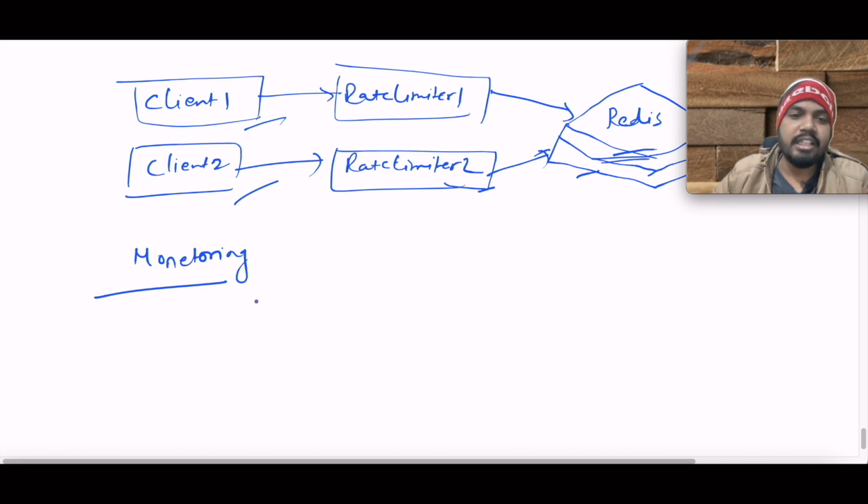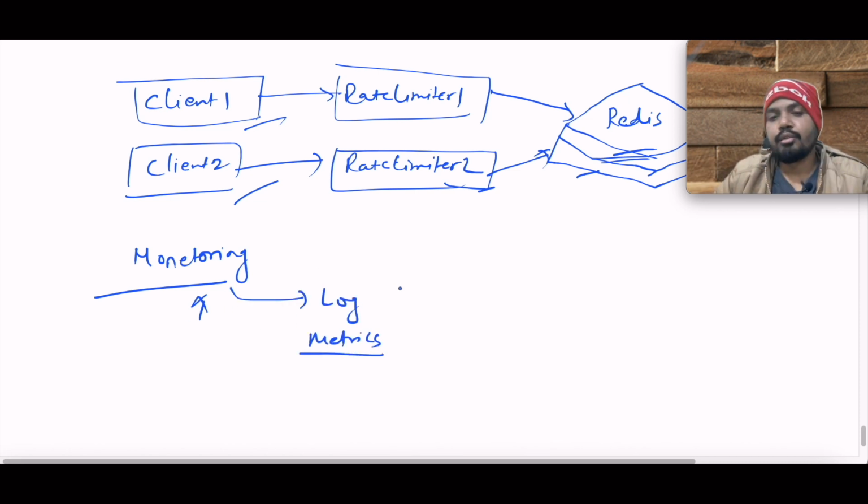To handle this, you have to implement monitoring, and while doing the monitoring you have to put in logs and metrics. Here Elasticsearch and Grafana come into the picture. This is all about the rate limiter.